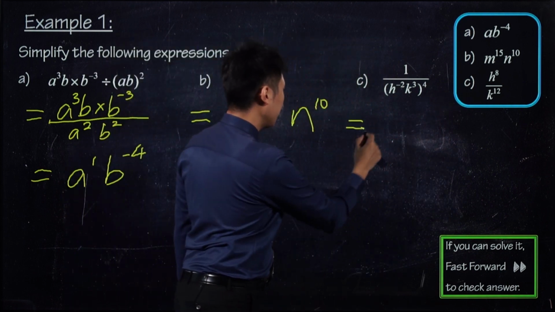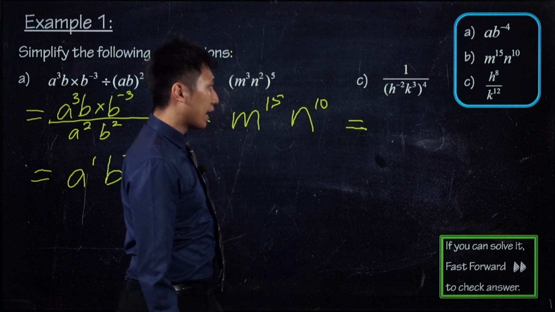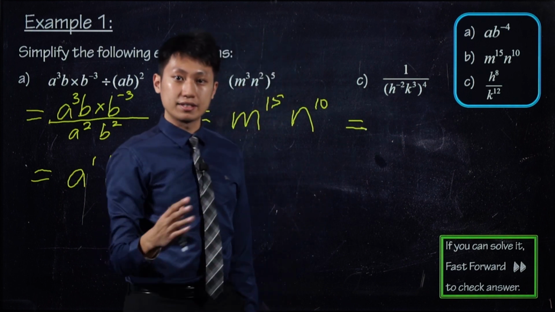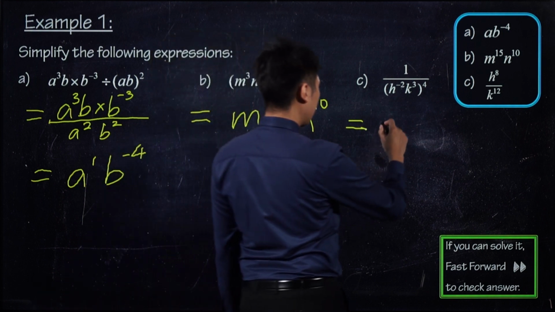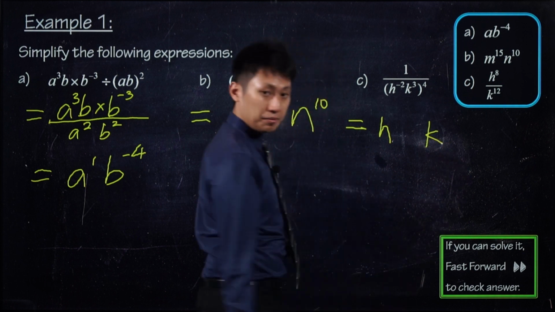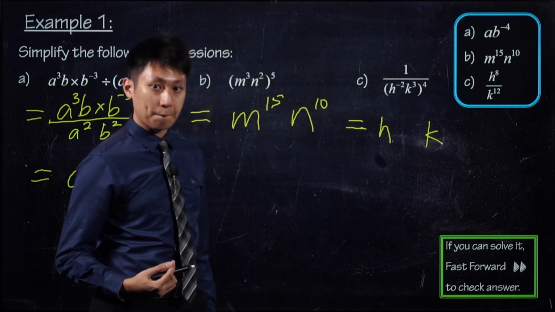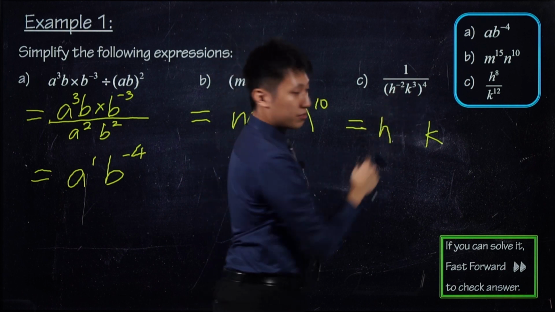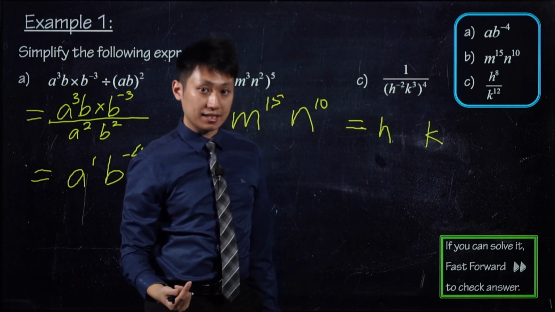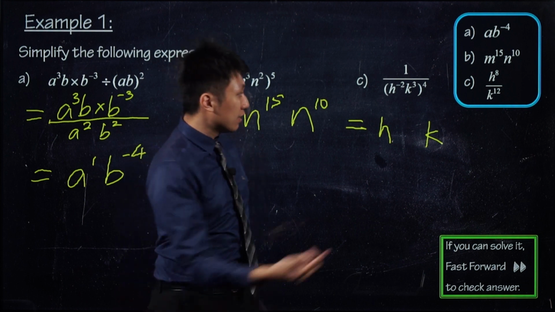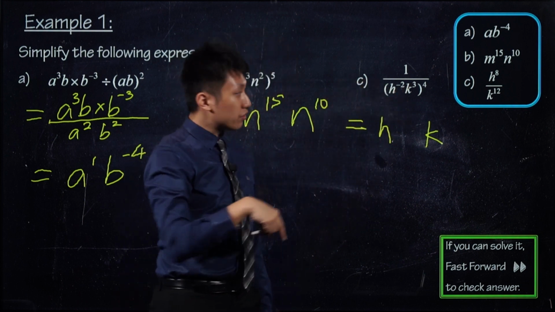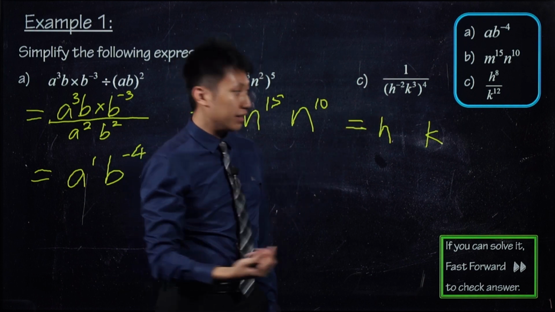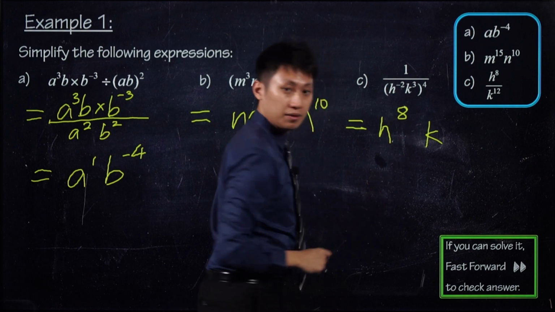Okay, what do I do? I know the only bases I have are h and k. So what I'm going to do, I write h here, I write k here, then I just work out the power. So h here will be negative 2 times 4, which is negative 8, correct? Negative 8 is below. So 1 over h to the power negative 8 gives me h to the power 8.